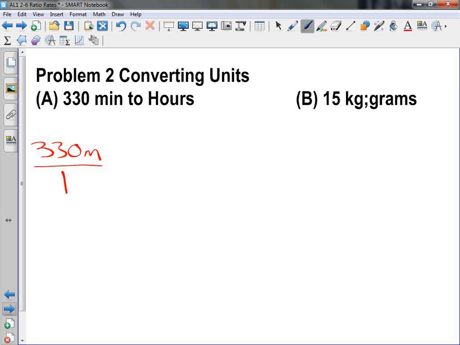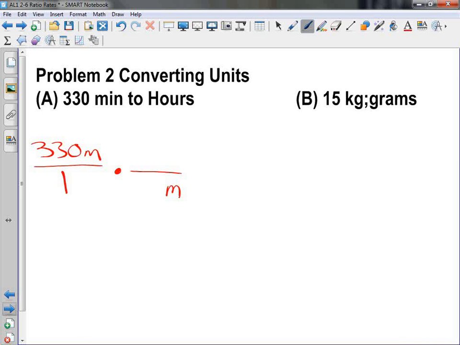I'm going to take it and I'm going to times by my converting factor, right? My converting factor should have both what I currently have and what I want to change it into. What unit do I currently have? Minutes. What do I want to get it into? Hours, okay? Now, we need to put it in here a special way, okay? If minutes is on top, minutes needs to go on bottom, okay?